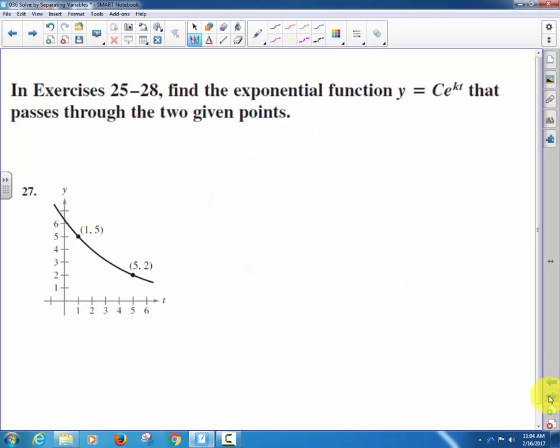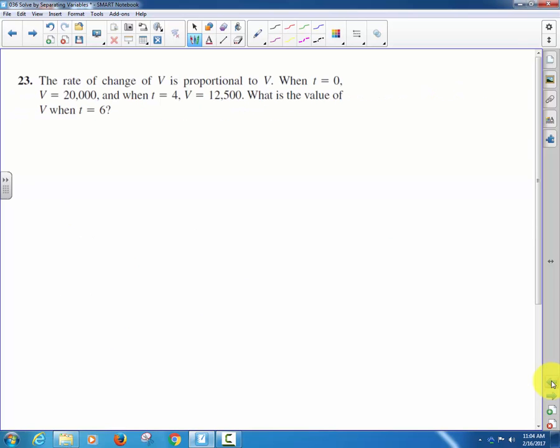I think we're going to look at one more. Oh, we got two more problems, but I don't know if we're going to look at both of them. The rate of change of V is proportional to V. Yes, we do need to work through this one here. The rate of change of V is proportional to V. When t equals 0, V is 20,000. When t equals 4, V equals 12,500. What's the value of V when t equals 6?